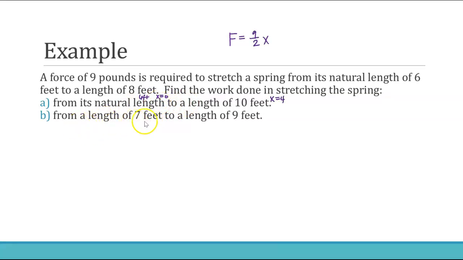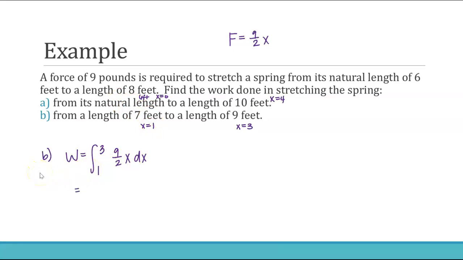So for part B, a length of 7 feet is going to correspond to x being 1 foot away from the natural length at 7 feet, and at 9 feet, that's x equals 3 feet away from the natural length of 6 feet. So to find the work in part B, we're going to set up the integral from 1 to 3 of 9/2 x dx.